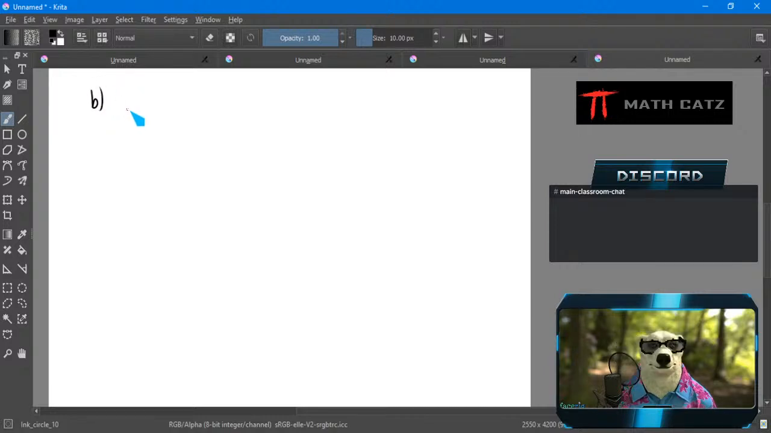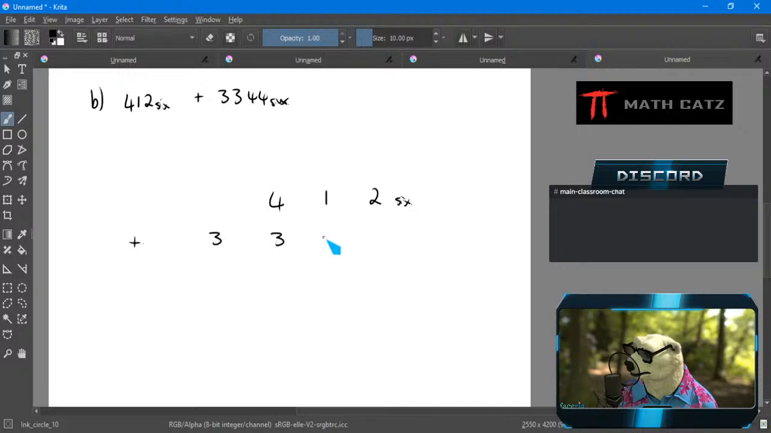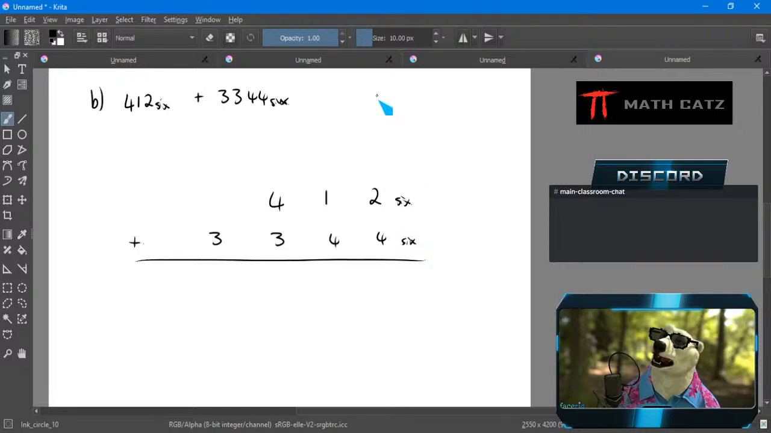Next one is 412 base 6 plus 3344 base 6. Same method, line it up, give yourself some space, make it easy. And I'm ready to go. First column, 2 plus 4, I have a word for it. It's 6. There's no symbol for that. It's one group of 6 and nothing left over.